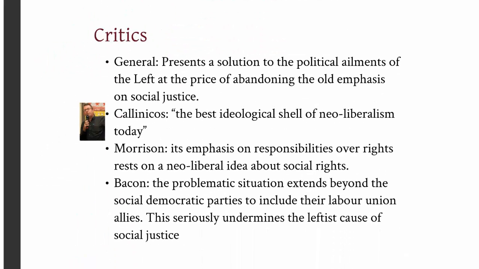Now this way received quite a bit of critique. The general idea of the critique is that the third way presents a solution to the political ailments of the left at the price of abandoning the old emphasis on social justice. And here's what three commentators would say. I'll start with Kalinikos. He would argue that the third way is the best ideological shell of neoliberalism today. Effectively, then, he calls the third way a bit of a sellout. Morrison argues that its emphasis on responsibilities for citizens over rights rests on, again, a neoliberal idea about social rights. And Bacon argued that the problematic situation extends beyond the social democratic parties to include the labor union allies. So it's not just social democratic parties that are running out of ideas, that's effectively what's being said, but the entire left and how it should think about social justice.